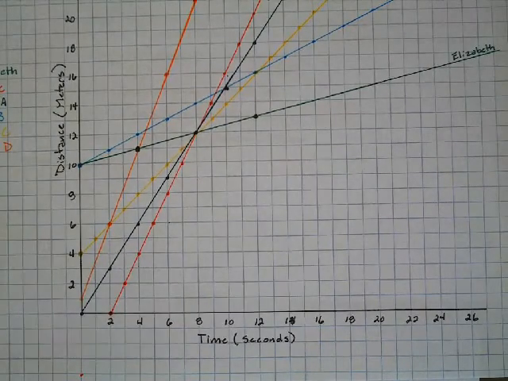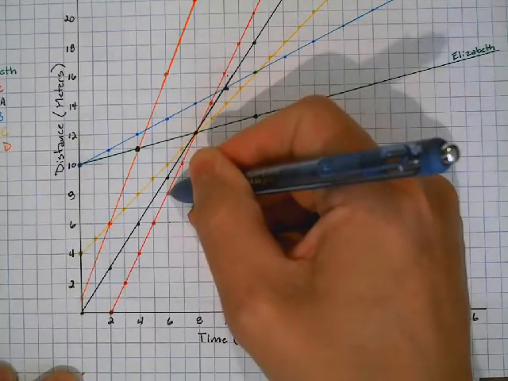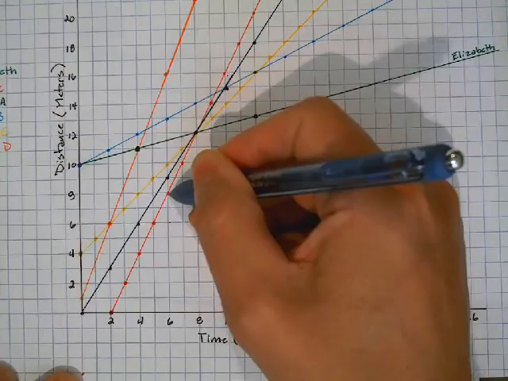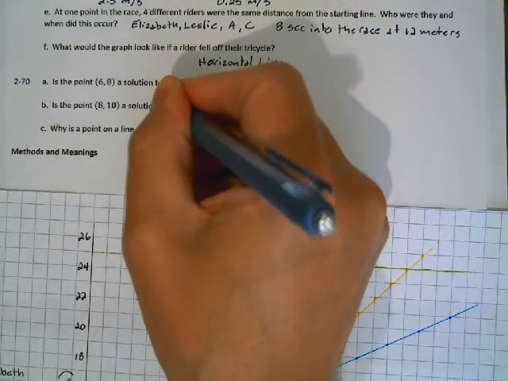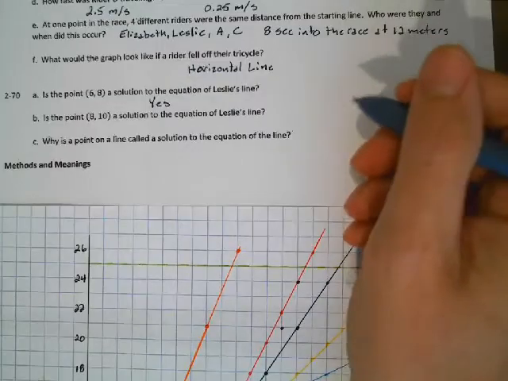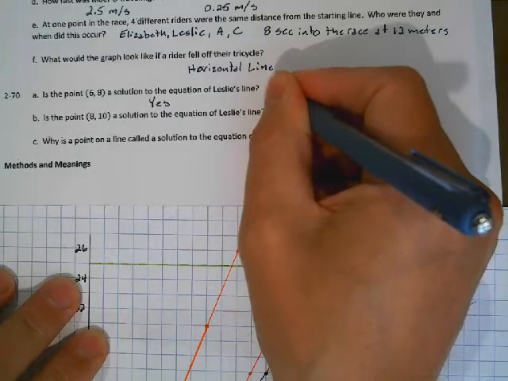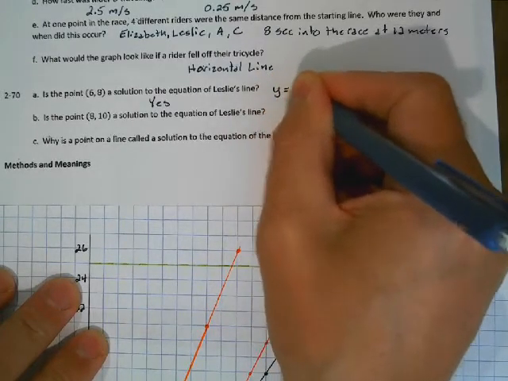All right, we wanted to see if 6, 8 was a solution for Leslie. It looks like the red line does go through 6, 8. So we would say yes, that is a solution. Now, is there a way mathematically that we could check it? Of course. We could use Leslie's equation, which was y equals 2x minus 4.